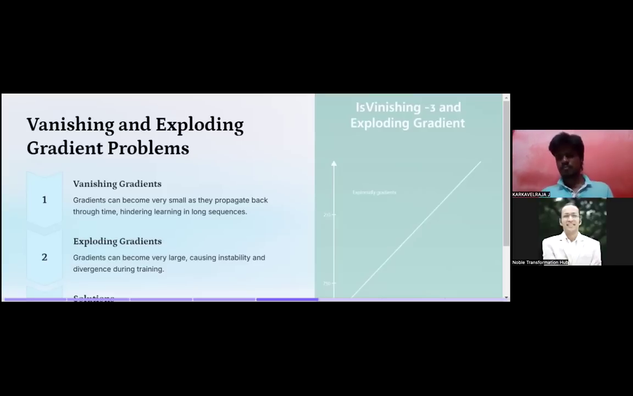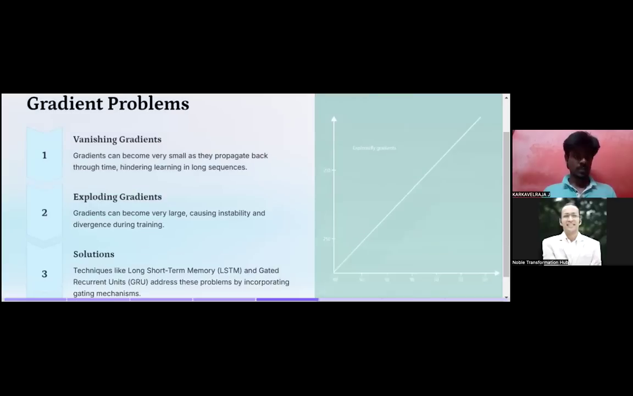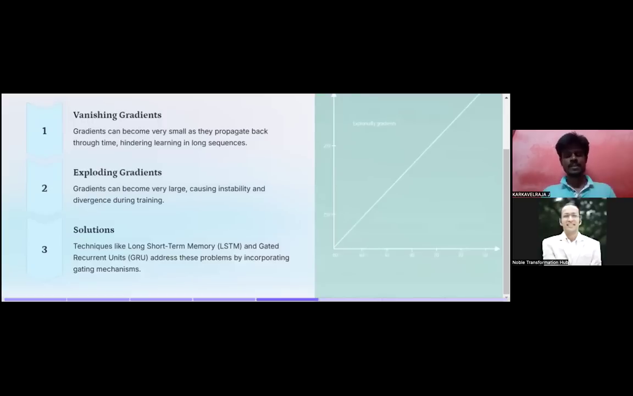Please watch the previous session, where we introduced RNN: what is the structure of RNN, how RNN is built, and what is unique in RNN. Let's understand today's concept: vanishing and exploding gradient problems. Vanishing gradients become very small as they propagate back through time, hindering learning in long sequences. Exploding gradients can become very large, causing instability and divergence during training. Solution: techniques like LSTM, long short-term memory, and gated recurrent units, GRU, address these problems by incorporating a gating mechanism.